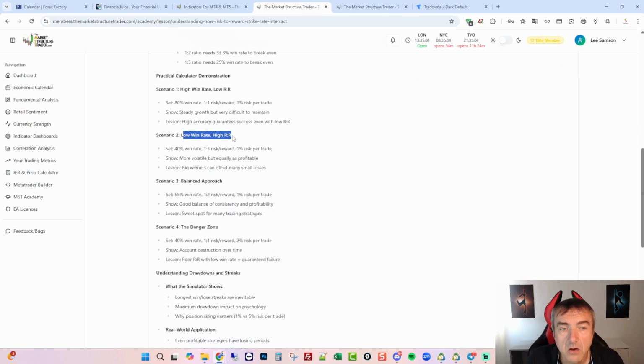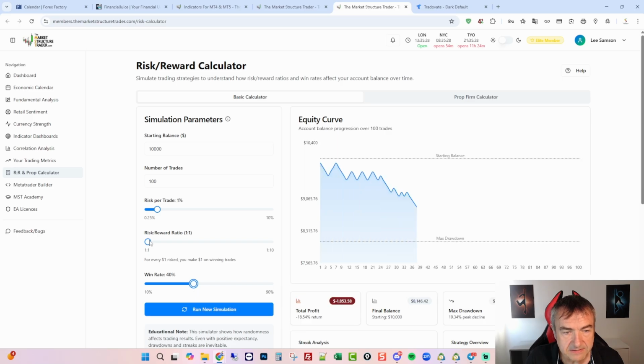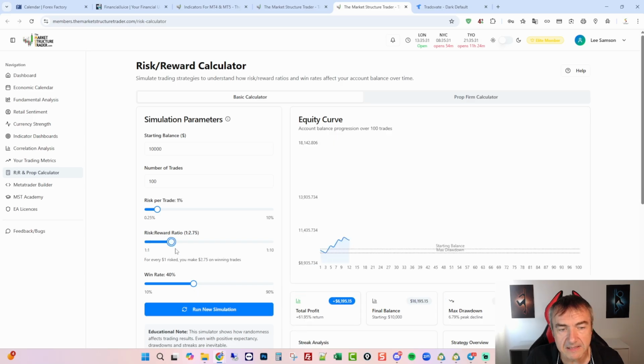Scenario 2, a low win rate and high risk reward. So this would be indicative of something like a trend strategy or a breakout strategy, where a lot of those trend entries will fail and a lot of the breakouts will tend to fail and be false breakouts. So if we use a 40% win rate, but we increase our risk reward to 1.3, what you will see is we generate roughly the same amount of money. We're generating around about $8,000 in profit.